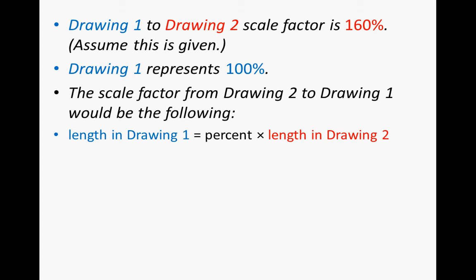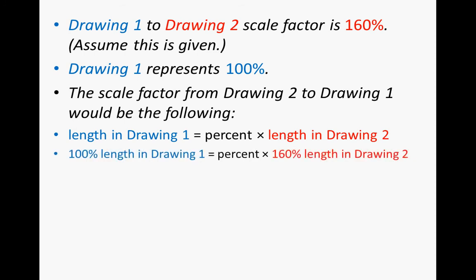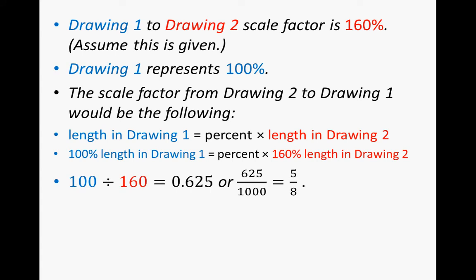The length in drawing 1, which we know as a percent, which is 100%, and the length of drawing 2 would be 160% of the length. Well, in order to figure out the percent, we would have to divide 100 by 160. When we do that, we get 0.625, which, if we write that as a fraction, can be reduced to 5/8.